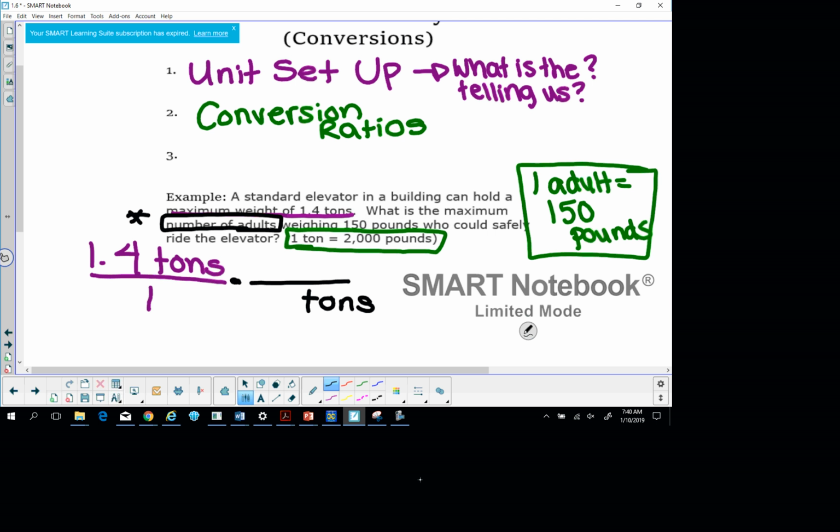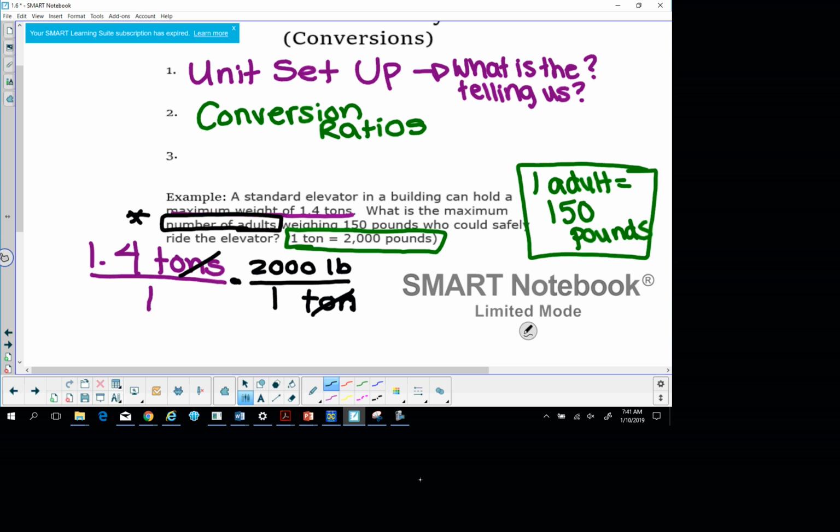Now we look at our handy dandy conversion ratios. Which conversion right here has tons in it? This one, right? 1 ton. So I'm going to put 1 ton and we can erase that. And what should be on the top? How many pounds is 1 ton? Beautiful. So now I can cross out tons.